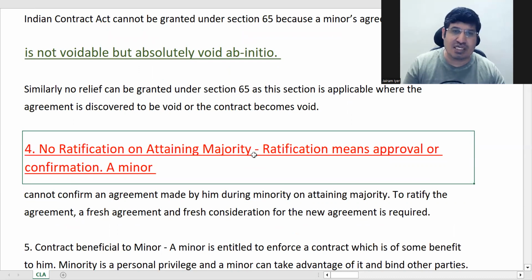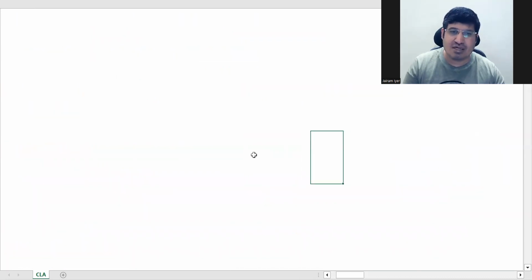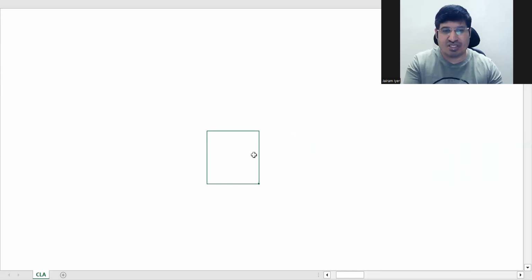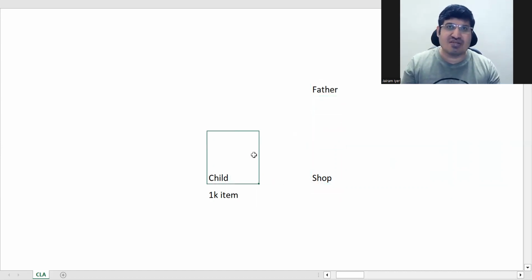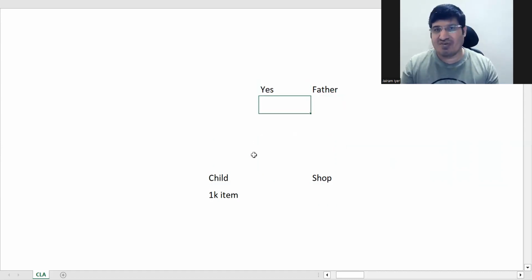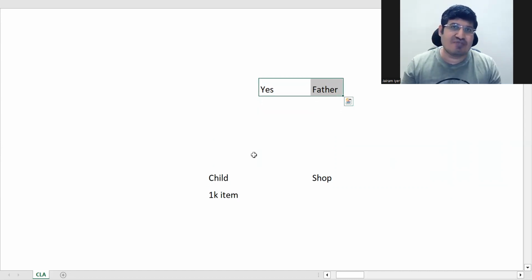Ratification means, say, your child has gone to a shop and is asking for something big, let us say some 1,000 item. What the shopkeeper will do is call the father, if he knows him. He will say, sir, did you send the child for this? If he says yes, this is called ratification.